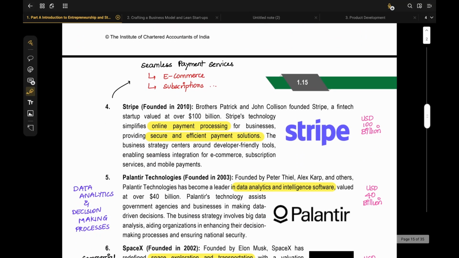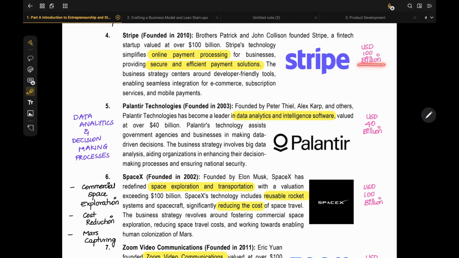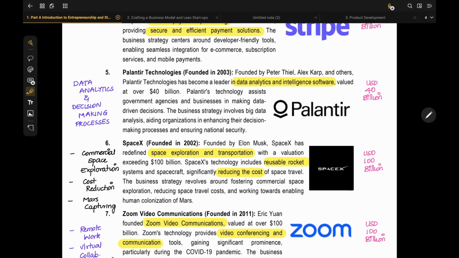Okay, and then next to Stripe. Stripe is a startup for seamless payment services for e-commerce subscription payment. Like here we have Paytm and Razorpay. Like that in America and United States we have Stripe. This is the valuation. They are giving the payment solutions. That is their business. And then Palantir Technologies. They are giving data analytics and decision making process. That is their business. This is their valuation.